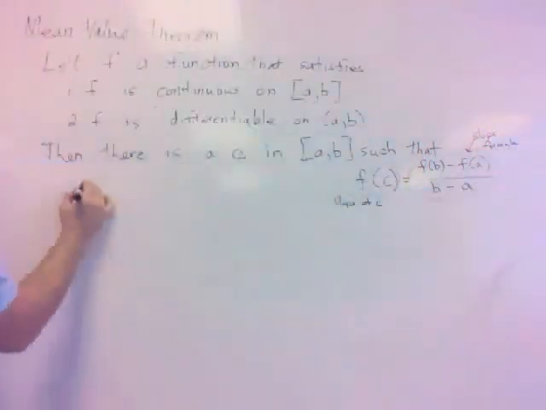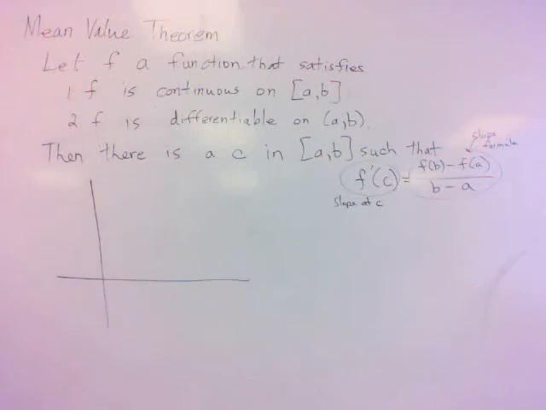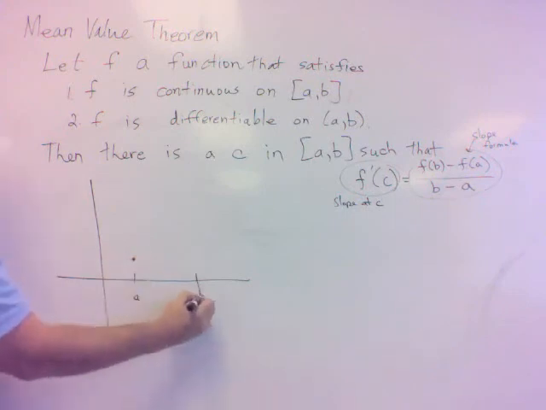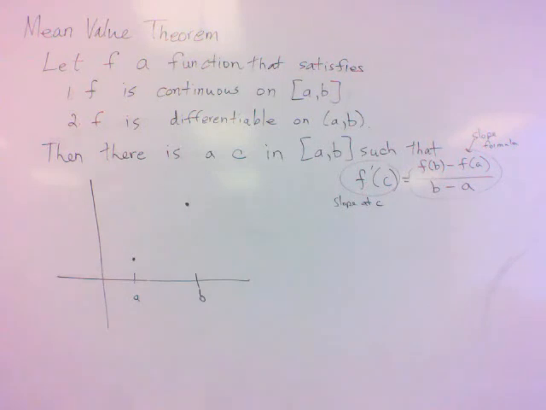Okay, so let's see what that means graphically speaking. So here's what we've got. So f of a and f of b don't have to be the same. So here you've got a, and there's f of a. And then since b doesn't have to be equal, let's just put it up here. f of b doesn't have to be equal. So that f of a and f of b don't have to be the same.